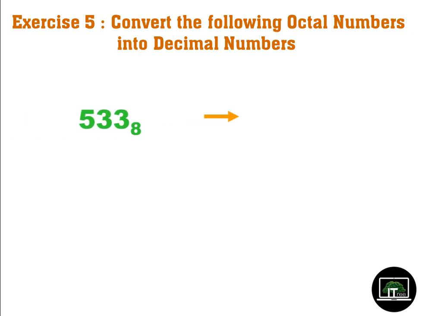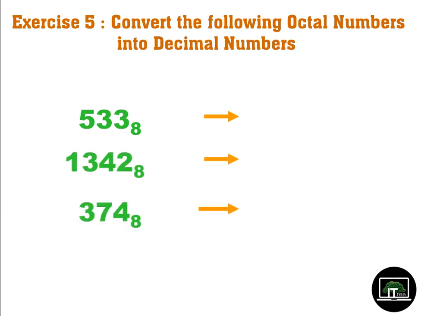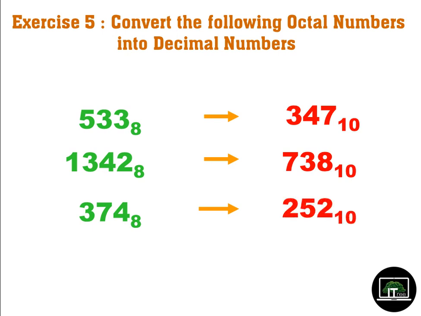533 from octal to decimal. 1342 from octal to decimal. 374 from octal to decimal. Check your answers. I hope you are doing it yourself. You are verifying the answers. You did it correctly. It is 347. This is 738. This is 252. Okay. We go for the next one.